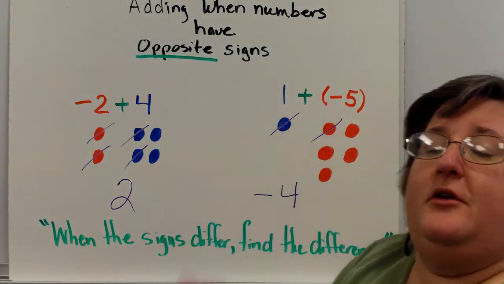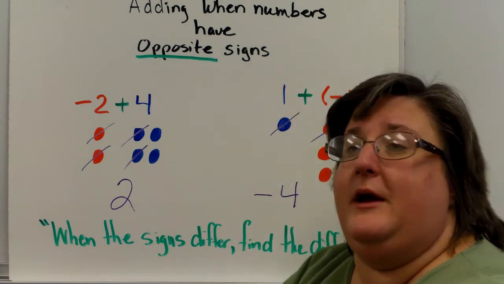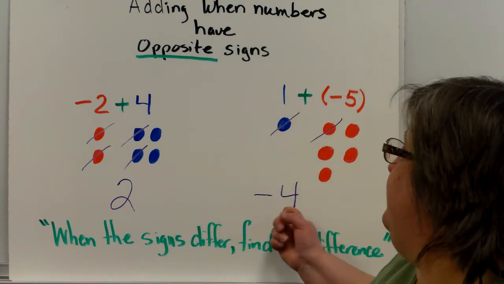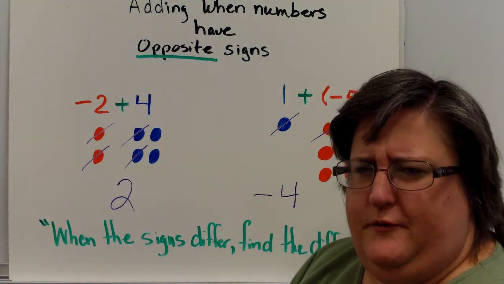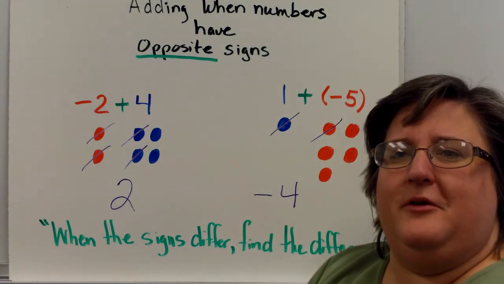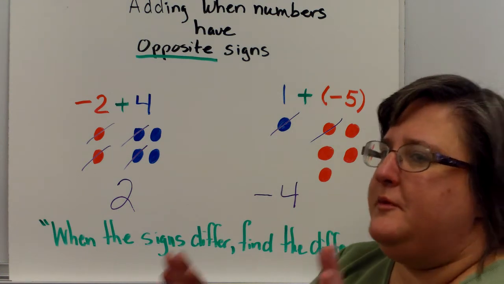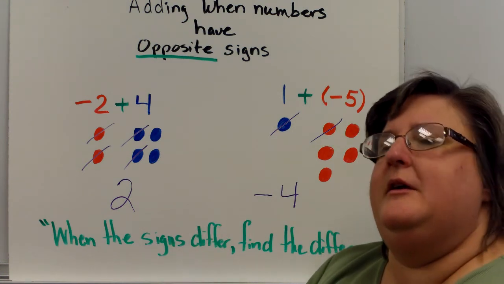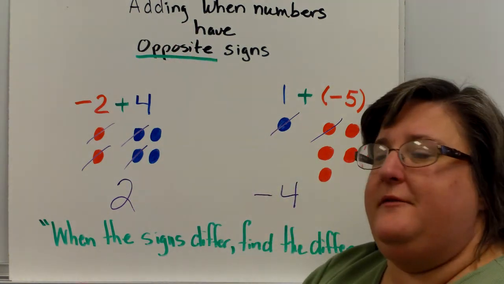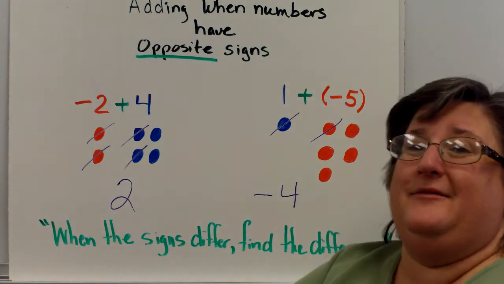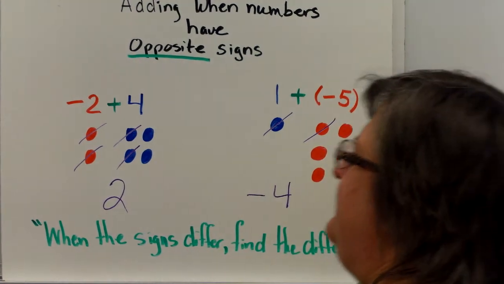Here, signs differ. We have to actually find the difference. Take the absolute value, wipe everything away. 5 and 1 differ by 4, but they're more negatives, the sign with the larger absolute value, which means we're going to have a -4. So as we start our journey, this is where some people start losing it, because again, we're adding, but because the signs are different, we're actually finding the difference. Just keep saying that to yourself a couple times.